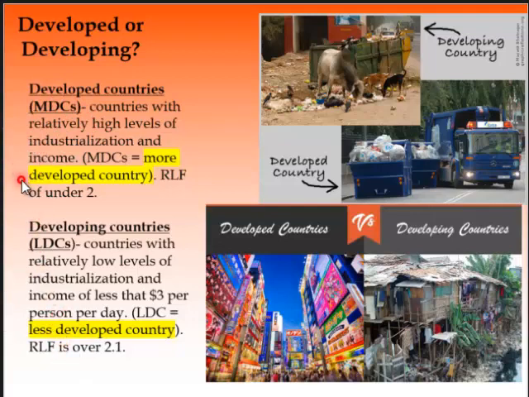By being more developed, we have more industrialization, factories, and we have higher incomes. And our replacement level fertility will be under 2. So our population will not be replaced by the number of births that are currently happening. That's how you fit into the mold of the developed country. If you're a developing country, then you have low levels of industrialization and people make less than $3 per day, so their GDP is incredibly low. And because so many infants die, their replacement level fertility is actually over 2.1 births per woman.